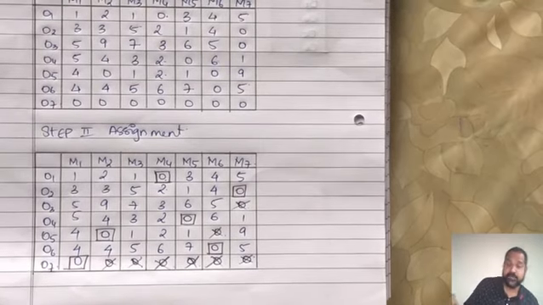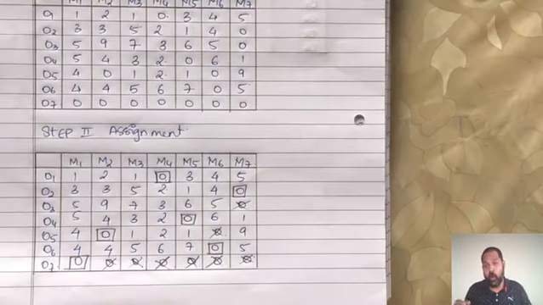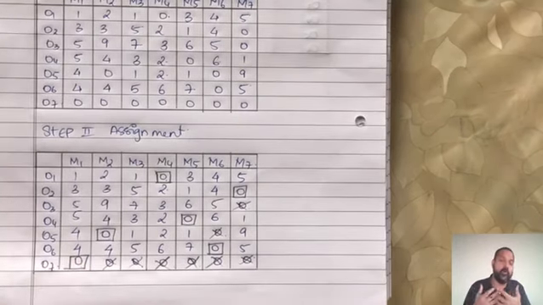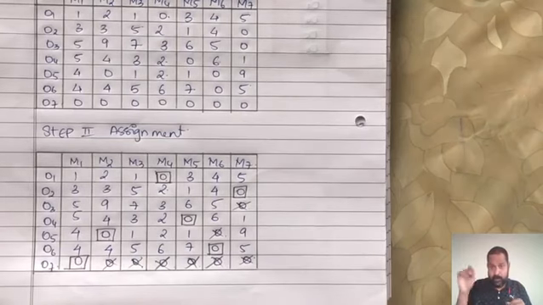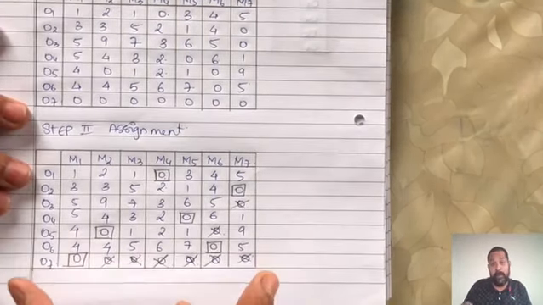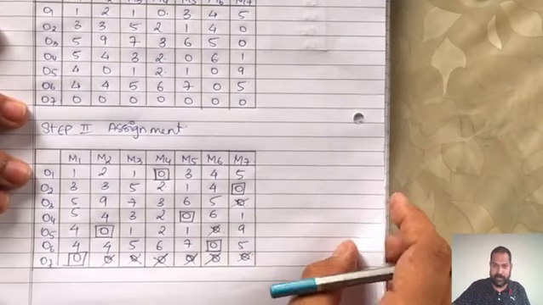If optimal assignment is not reached, I will have to draw minimum number of lines. And now this time I'm not going to draw lines by markings. I will show you the markings for people who require. So I'm going to show you the markings only here. I'm not going to draw the lines.